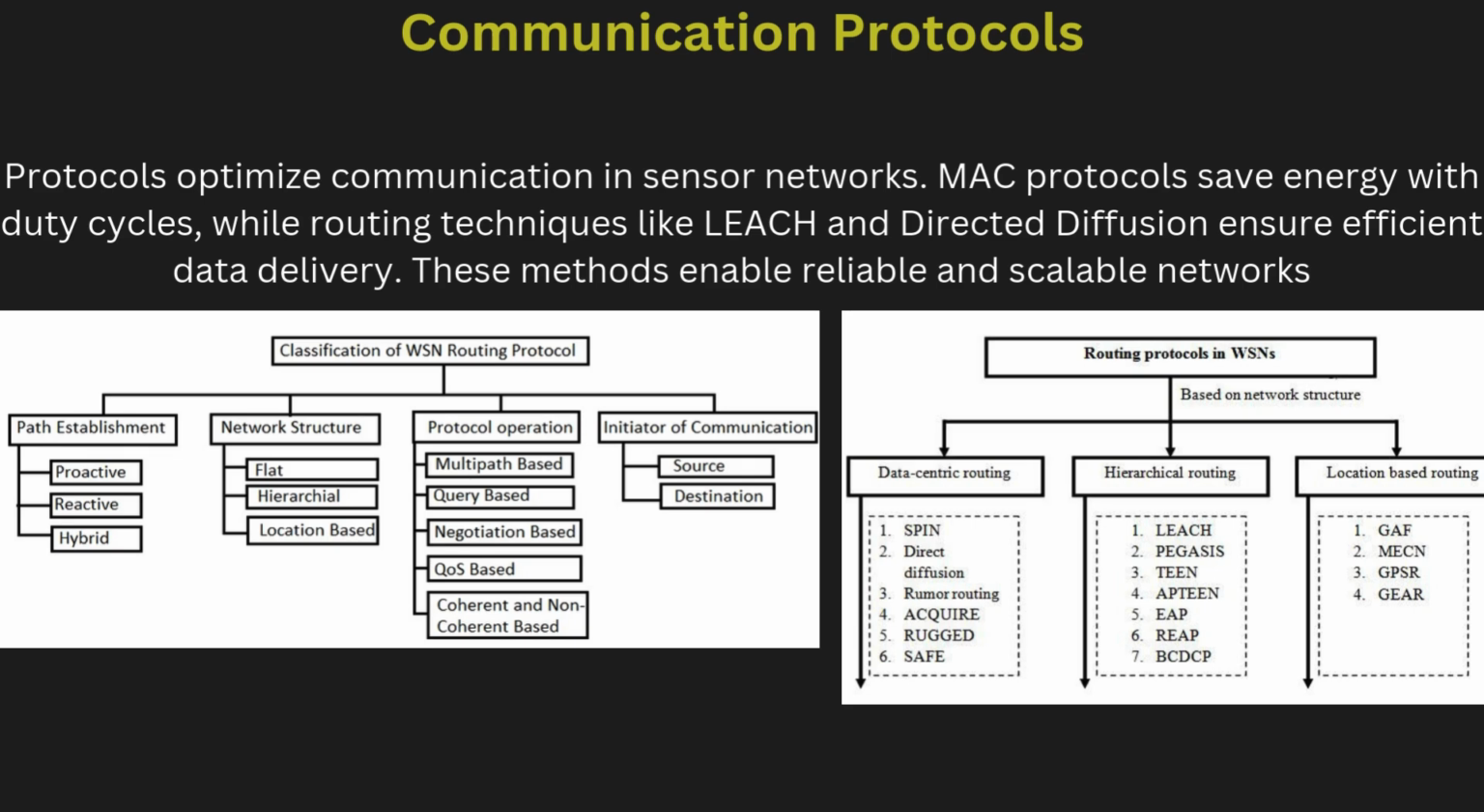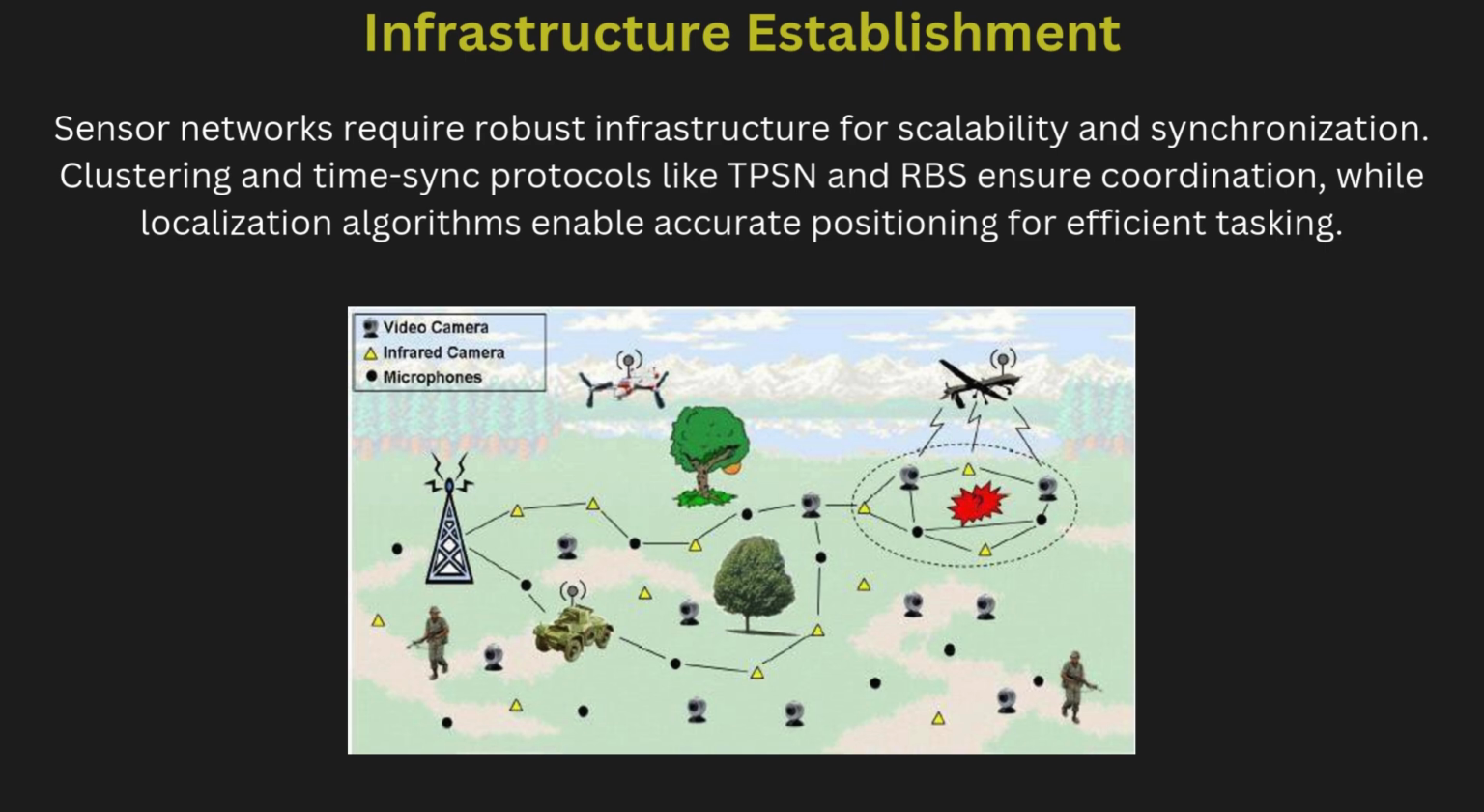So now the infrastructure establishment. Infrastructure in sensor network involves organizing the nodes for optimal communication and energy use. Topology control balances node connectivity and power efficiency. Networks can be flat or hierarchical with clustering enhancing scalability.